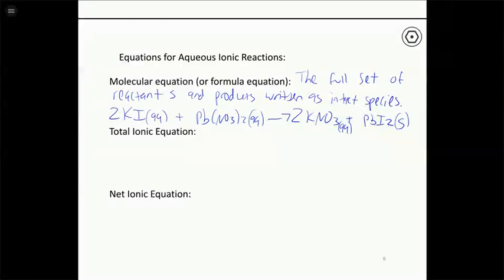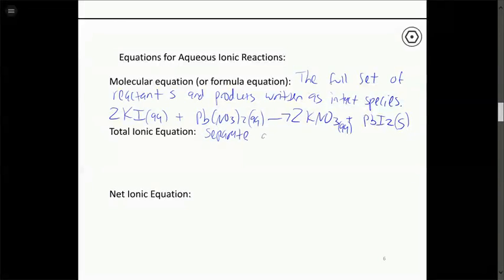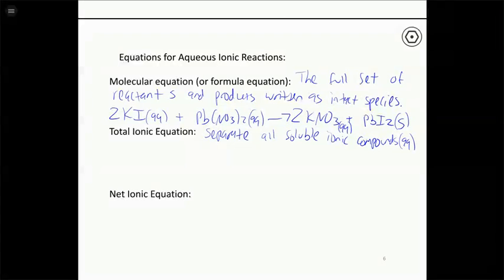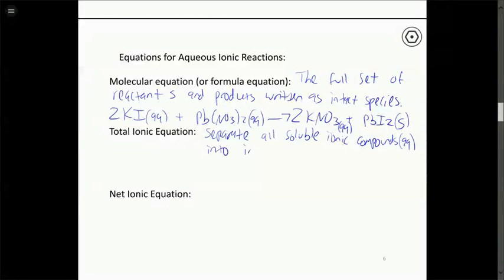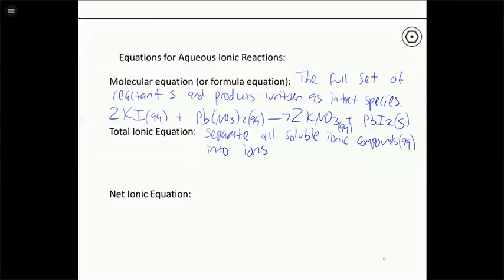Now the next type of equation we can write for aqueous reactions is called the total ionic equation. So in this case we separate all soluble ionic compounds into their ions. So anything that has an (aq) after it in the formula equation gets separated into ions in the total ionic equation. So anything that's dissolved as an ionic compound, remember, is going to separate into individual cations and anions. And so in the total ionic equation, that's what we're going to write.